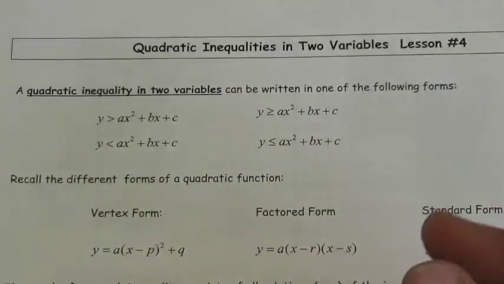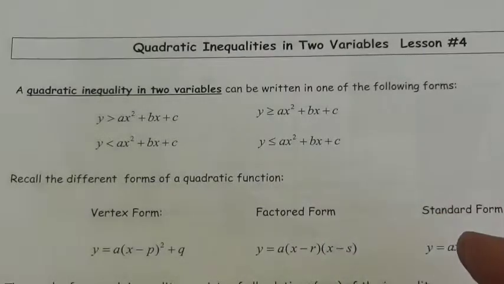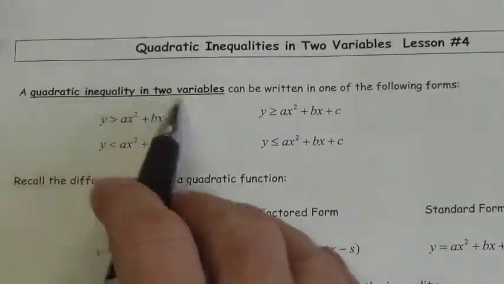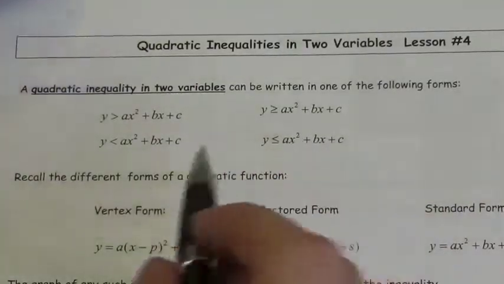Now we did it before where we were graphing lines and looking at the inequalities that you got from those. We're going to do a very similar thing with parabolas now. So a quadratic inequality in two variables can be written in one of these forms here. Now actually there's even more than this, but you get the idea.